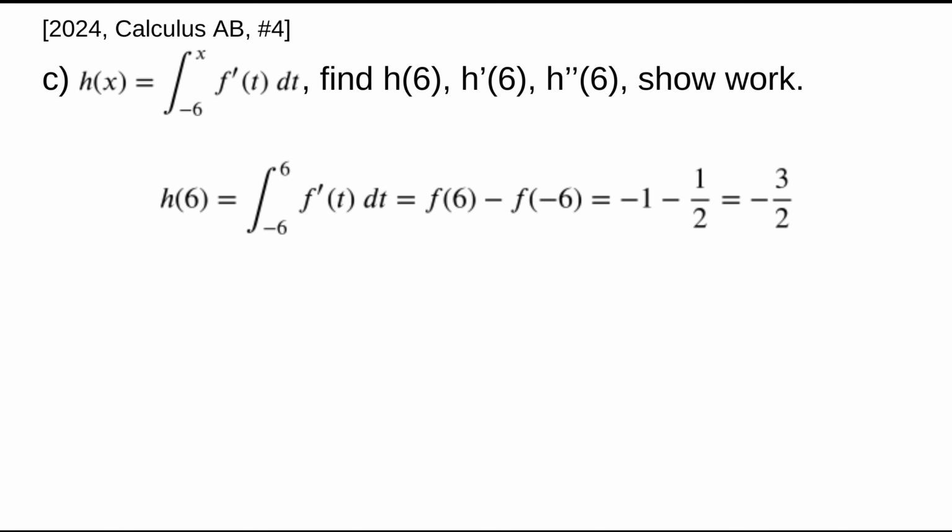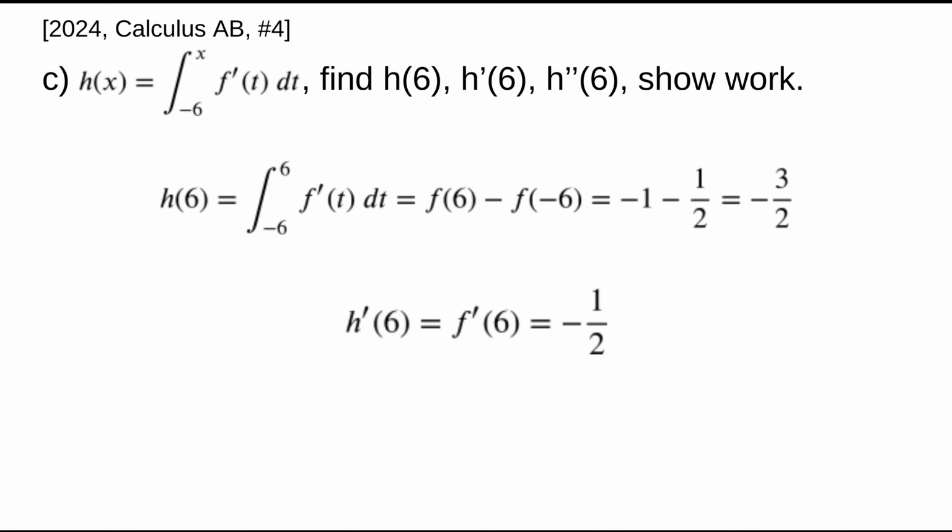Notice the use of the Fundamental Theorem of Calculus here. f of 6 we get from the graph, f of 6 is -1. f of -6 we get from the graph, f of -6 is -1/2. So f of -6 is +1/2. f of 6 minus f of -6 is -1 minus 1/2, which is -3/2.